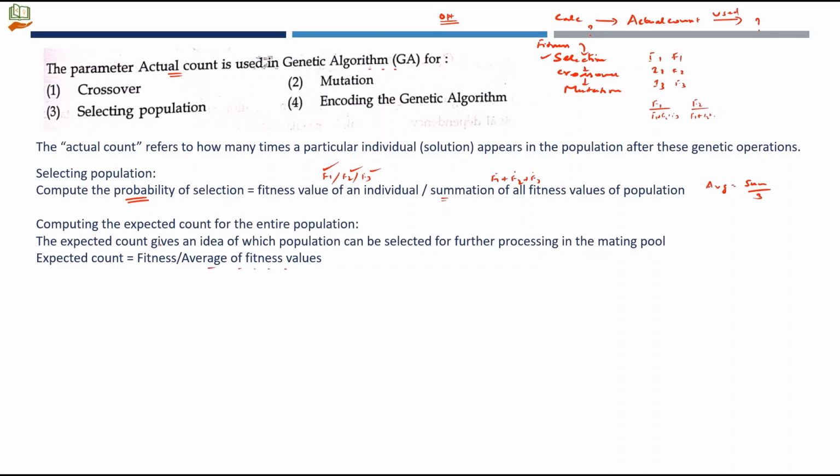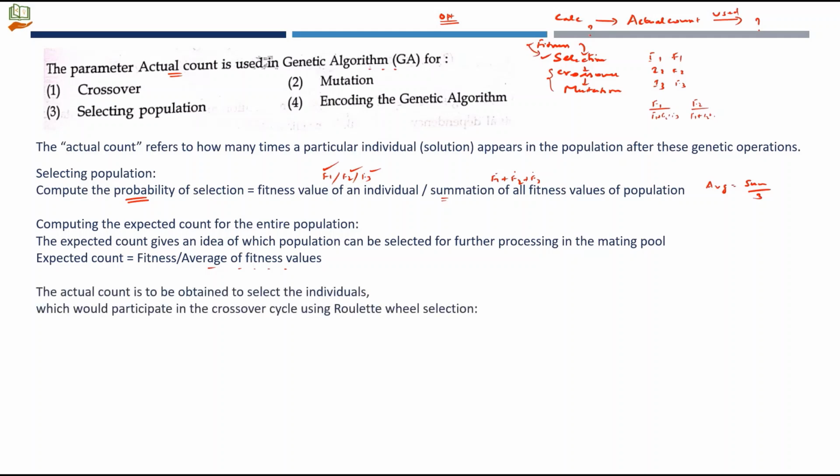The expected count gives an idea of which population can be selected for further processing in the mating pool. What is expected count? The fitness value of the individual divided by the average of fitness values of all individuals. So from where do you get all those values? Only from the fitness part you are getting into selection.